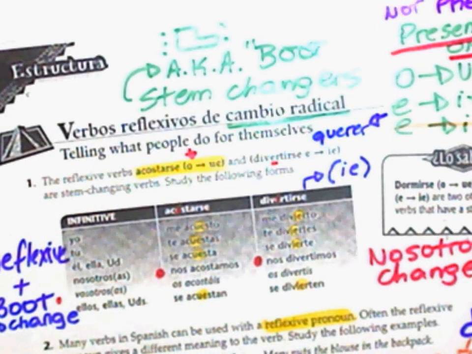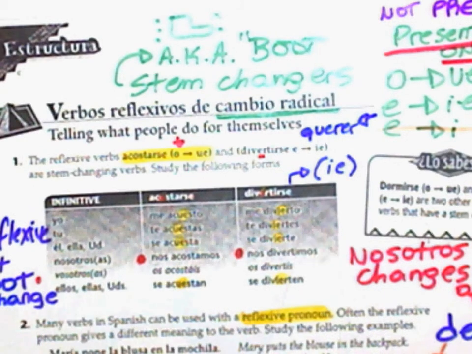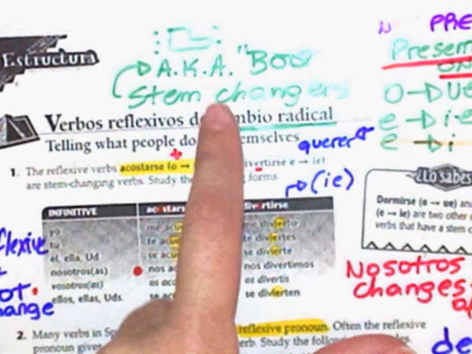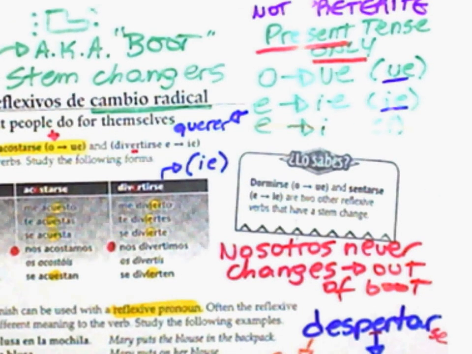the actual chart shape. Divertirse has an E to IE change. Again, changes inside the boot. Something in the stem, the beginning part of the verb changes. Boot just means that the nosotros does not change.